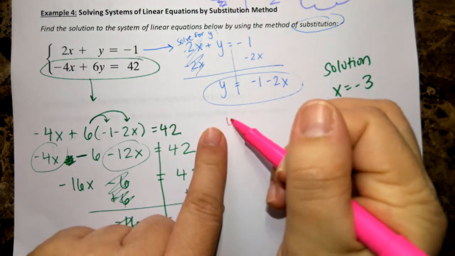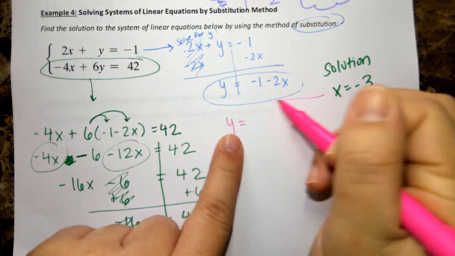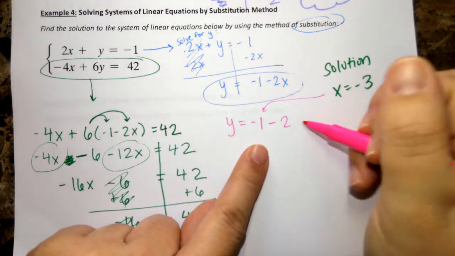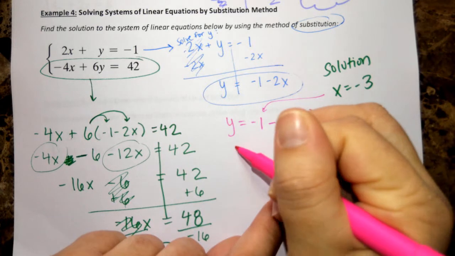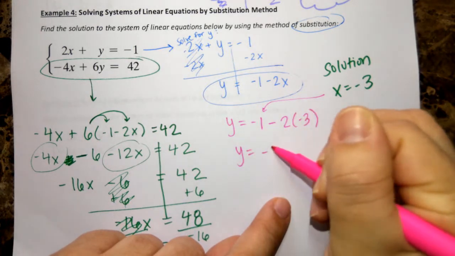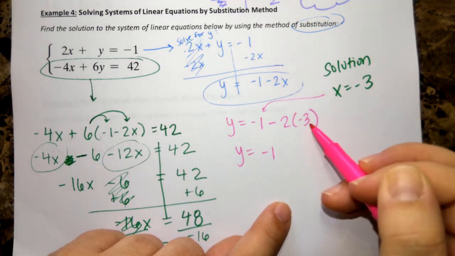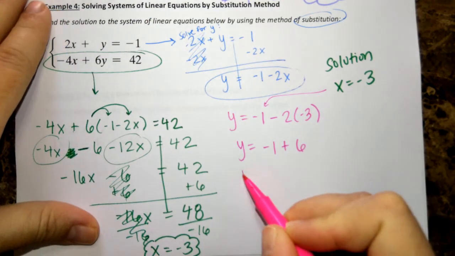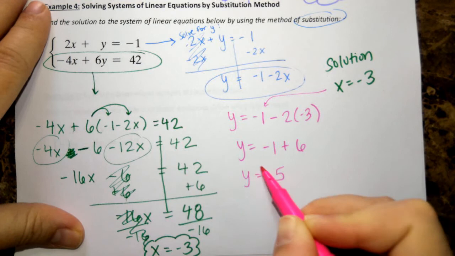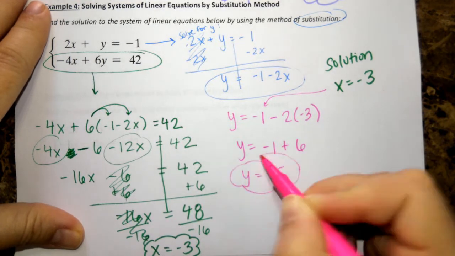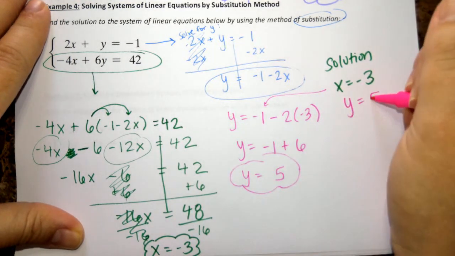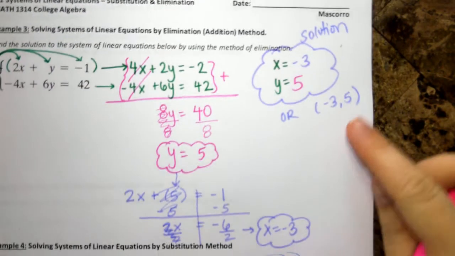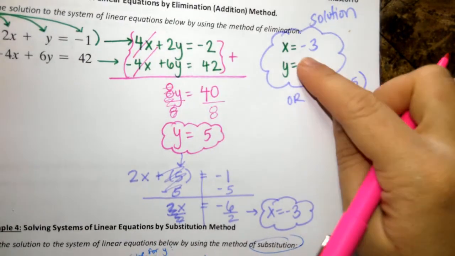So y is equal to negative 1 minus 2 times x, which we just said x was negative 3. And then negative 1 minus 2 times negative 3 is positive 6. And then negative 1 plus 6 is positive 5. So our y value is 5. Which, what do you know, is the same exact answer we got on the previous problem using the elimination method.